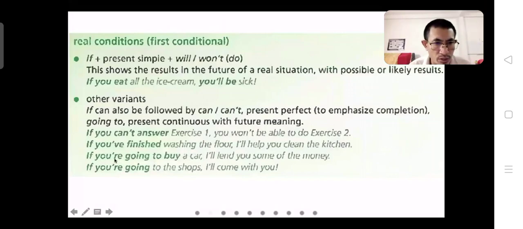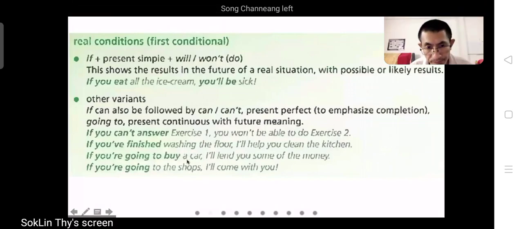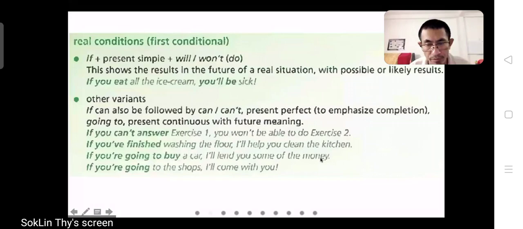For the meaning in the future, if you are going to buy a car, I'll lend you some of the money. You can use be going to plus infinitive, to focus on the future meaning.